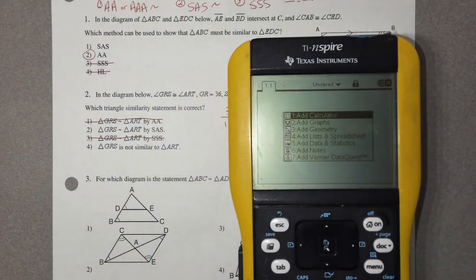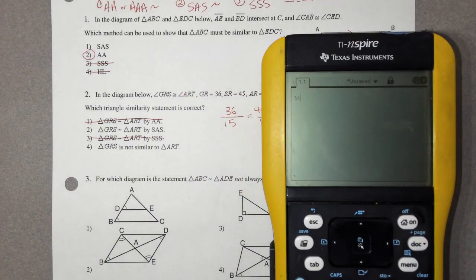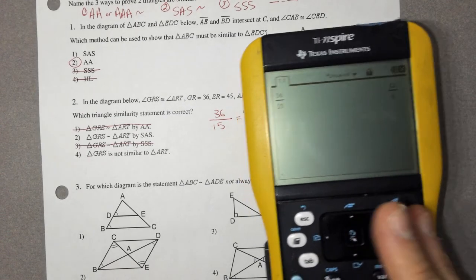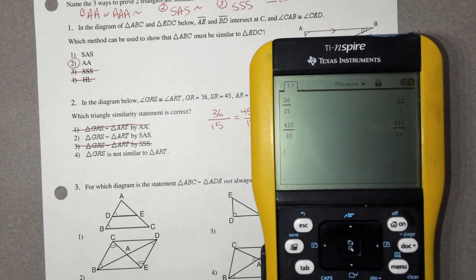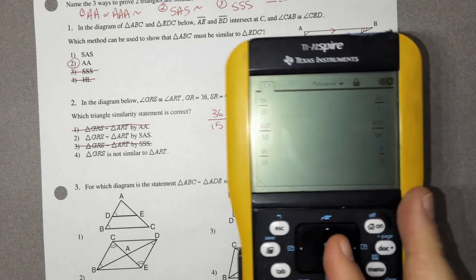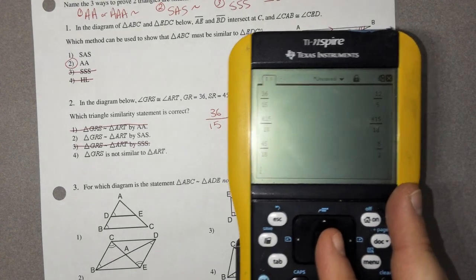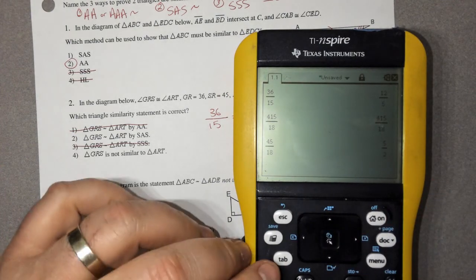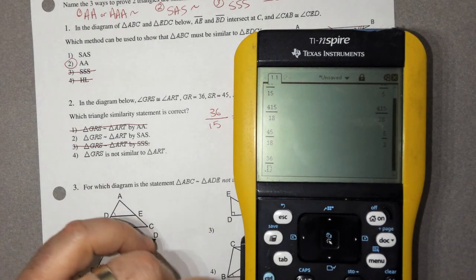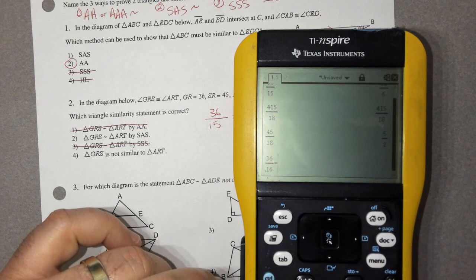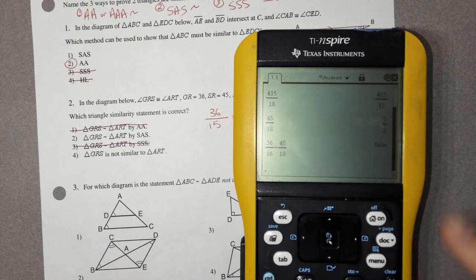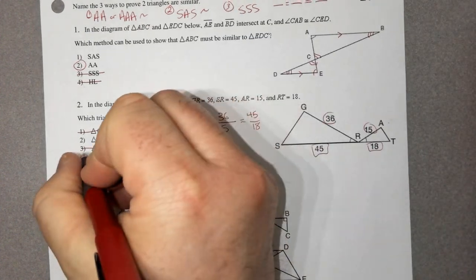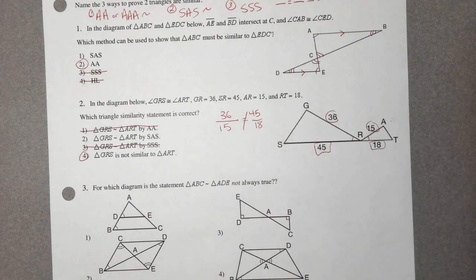So, on a calculator, 36 over 15, enter, is 12 over 5. Is 45 over 18 the same thing? How about 45 over 18? We can see it's 5 over 2, so it's not the same. You can also do 36 over 15, put an equal sign down, and then do 45 over 18, and it will tell you if it's true or false. And here it says false. So these are not similar, because these are not equal.